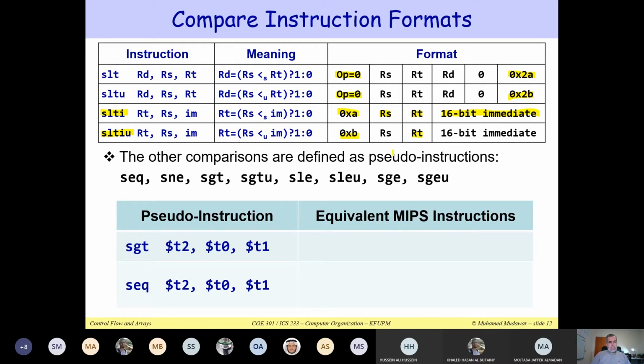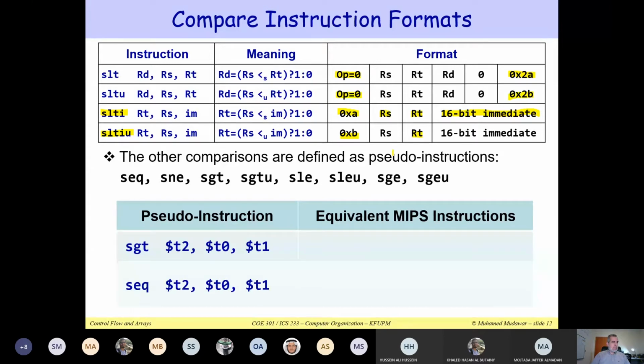Now notice that the only compare instructions are less than. So we can have less than, less than unsigned, less than with an immediate, and less than with an immediate unsigned. But there is no set if equal, set not equal. These instructions are not provided by the MIPS architecture. Although these are really useful compare instructions, they are not defined in the MIPS architecture.